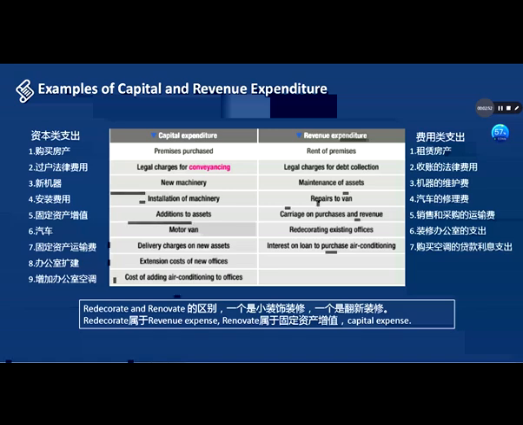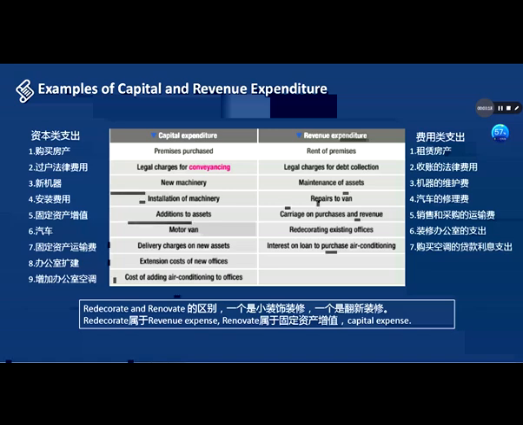Also, it's a legal expense, but it's different. It does not add value to the non-current asset. Debt collection means someone owes money to the business, so we need to ask a lawyer to collect the money back. So the legal charge for debt collection is also a legal cost, but it is not recognized as capital expenditure.